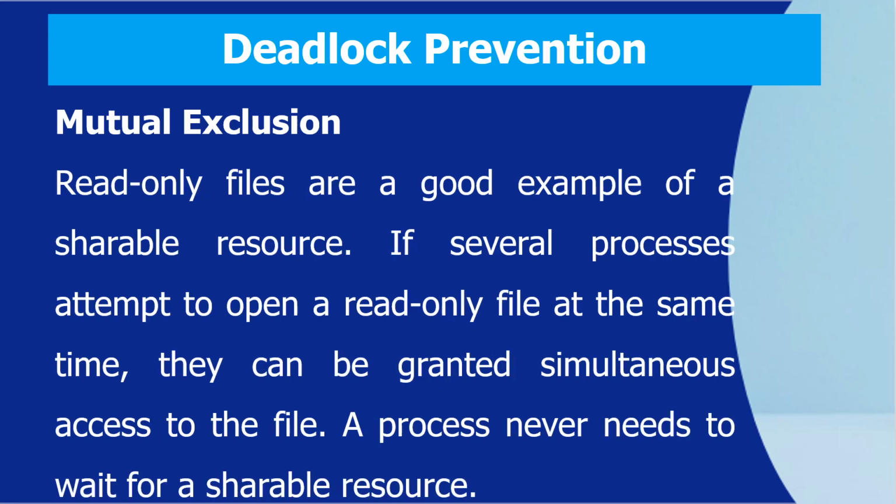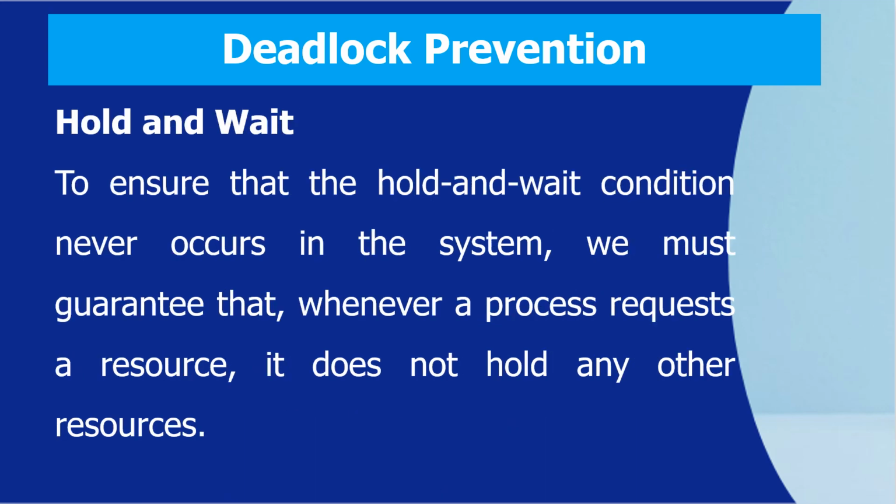Let us see one example for mutual exclusion. Read-only files are a good example of shareable resources. Suppose at a time many processes are trying to access the same read-only file, it is granted simultaneous access to the file because the process never needs to wait for shareable resources. In deadlock prevention, hold and wait will never occur because whenever a process requests a resource, it cannot hold any other resource.